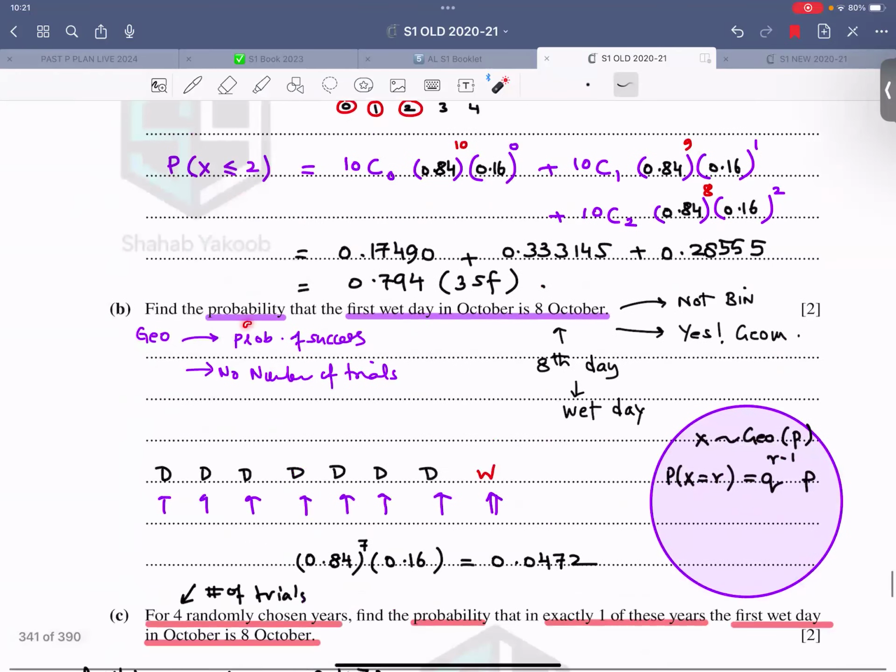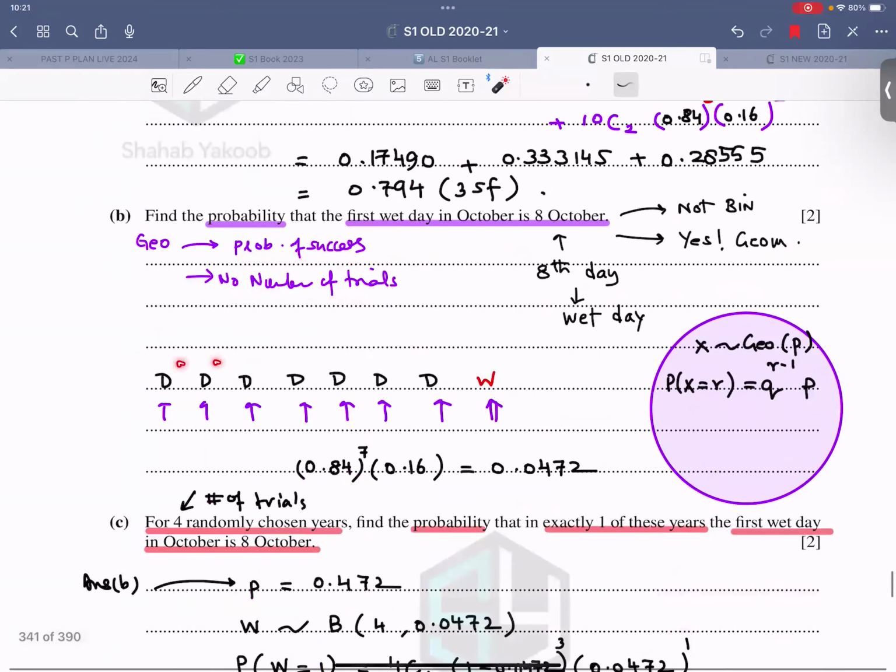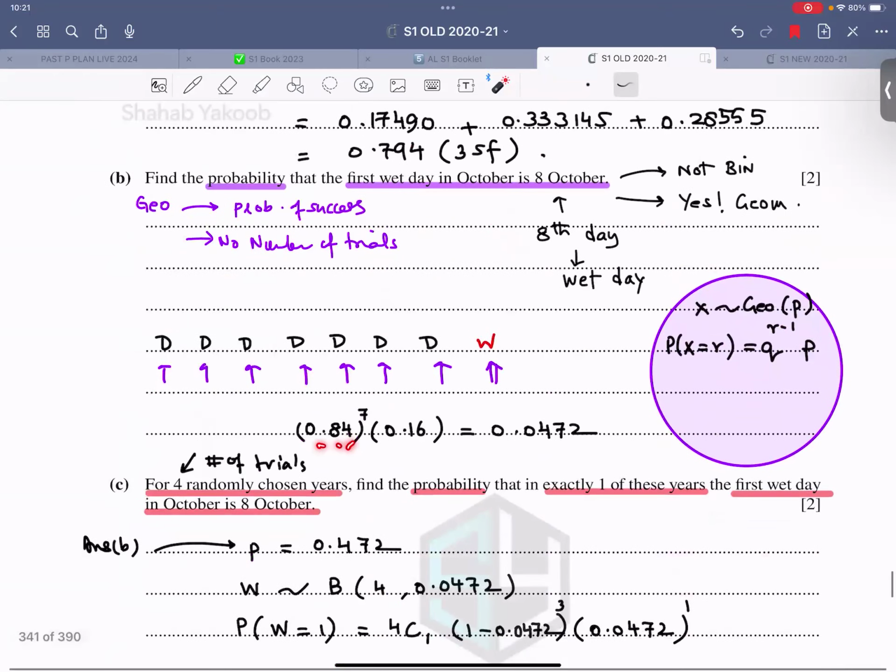The next one. Find the probability that the first wet day is October 8th. So now there is no number of trials, only the probability of success is given. That means the first 7 days are dry, and the 8th one is wet. So 0.84 raised to the power of 7. The last day is wet.